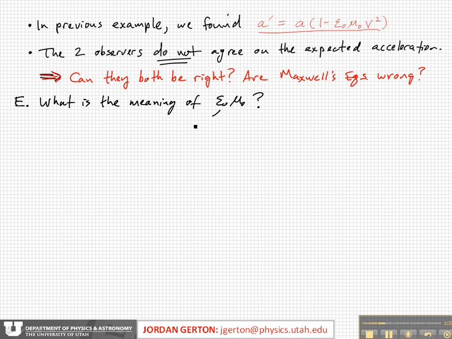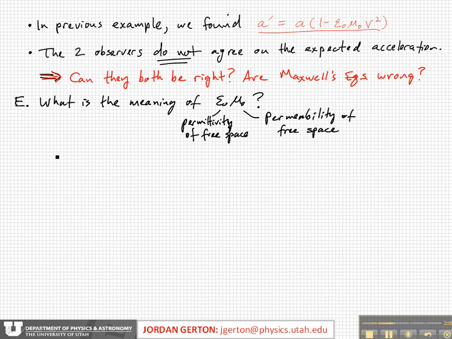So again, this is the permittivity of free space, and this is the magnetic permeability. So these are two fundamental constants, and they crop up in this little relationship here. So what's going on?